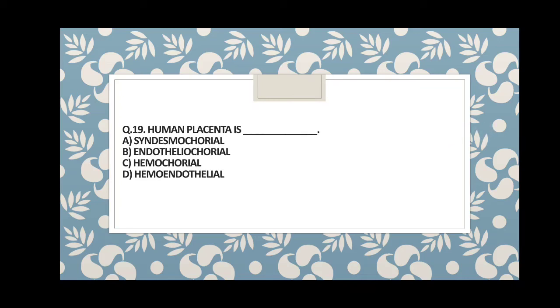Question 19: human placenta is syndesmochorial, very important, endotheliochorial, hemochorial, or hemoendothelial. So guys, you have to know the example of each type of placenta. Syndesmochorial, endotheliochorial, hemochorial, and hemoendothelial. The correct answer is C, that is hemochorial. It is found in humans and lower rodents. So guys, please remember.